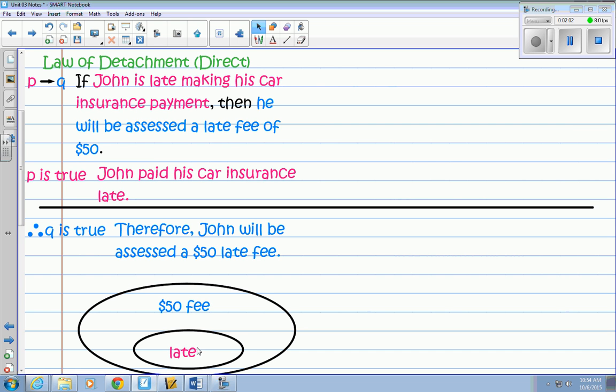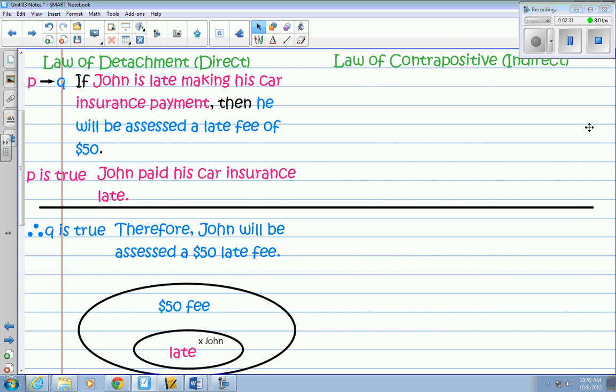So if John is late making his car payment, then he'll be assessed a $50 fee. And then John is inside the late payment. That's what we know. John paid his car insurance payment late. So we can assume since he's in the late circle, he's also completely within the $50 fee circle. So we can make the assumption that John will be assessed the late fee. That's what we call the law of detachment or direct reasoning.